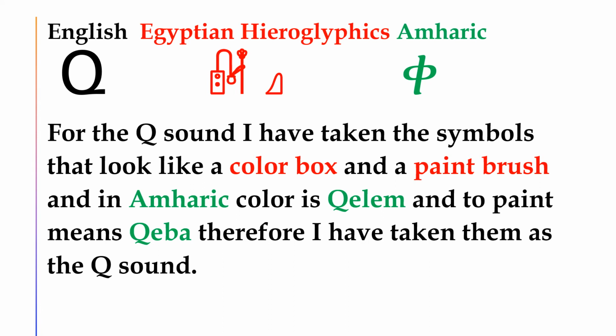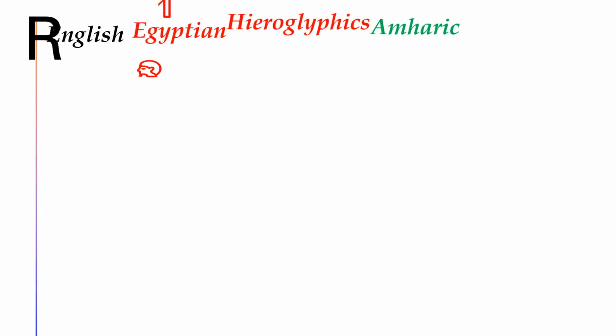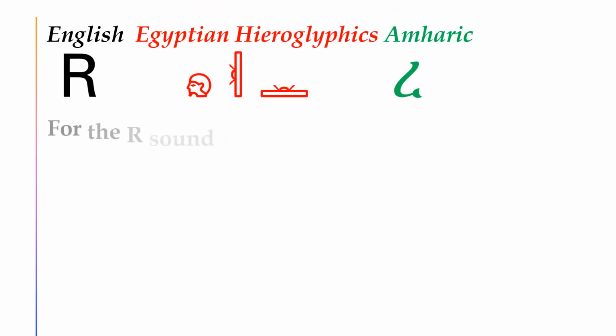Key sound, because in the words we find words which start with the ka sound in Amharic from the Egyptian hieroglyphics. Then comes the R letter.